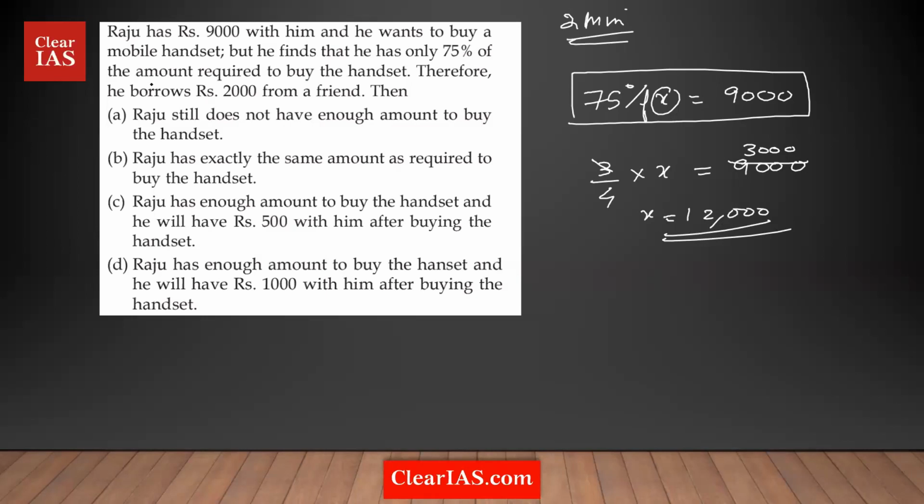So even if he borrowed 2,000 from a friend, how much does he have? 9K plus 2K, he has only 11K. That means he is still short of money to buy the phone. So option A would be the correct answer in this case. Raju still does not have enough money to buy the handset.